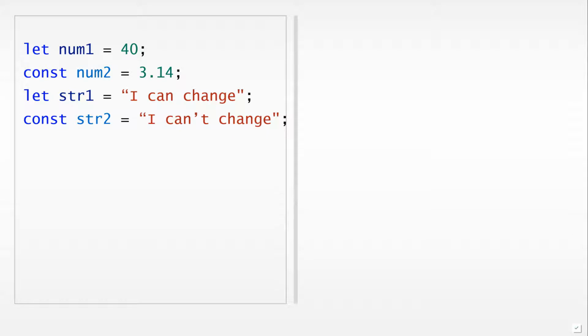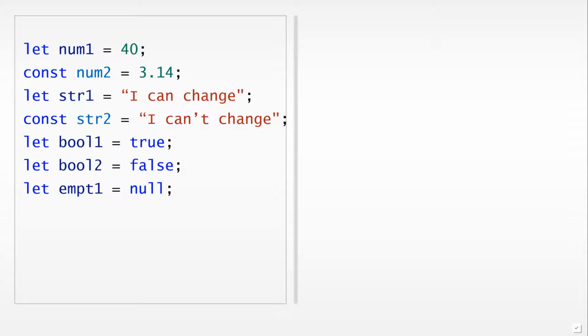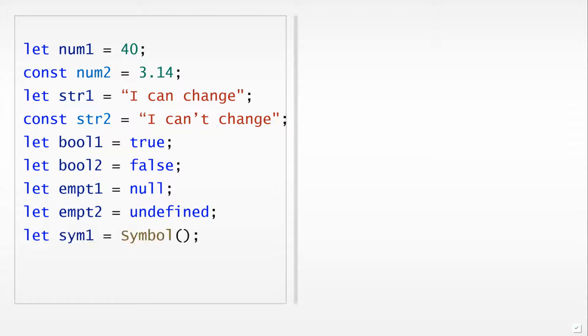We can also have strings defined as variables or constants. We can also have booleans defined. We have 2 possible values for a boolean. It is either true or it is false. And then we have these empty values, null and undefined. The specialized types are symbol and BigInt, in this case, placed in the sim1 variable and the bignum variable.